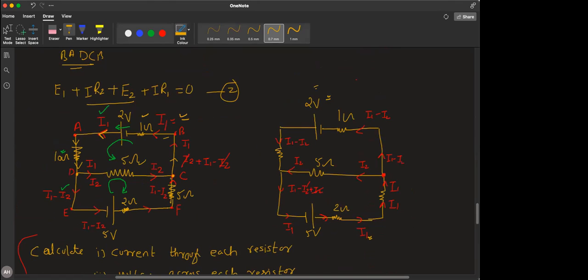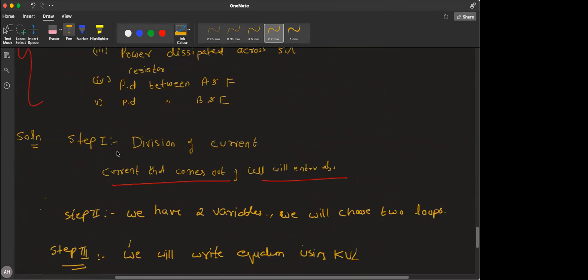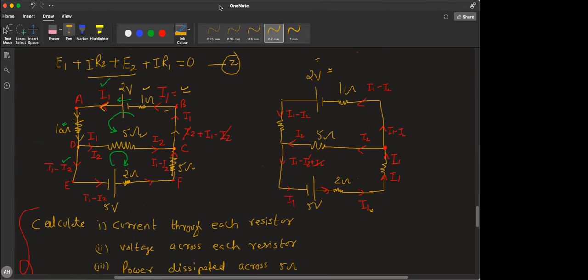When you go from D to C, what is the voltage drop? D to C. I'm going from D to C. What is the voltage drop here? Minus 5I2. You're going in the direction of current, so it's negative. Good. Minus 5I2.